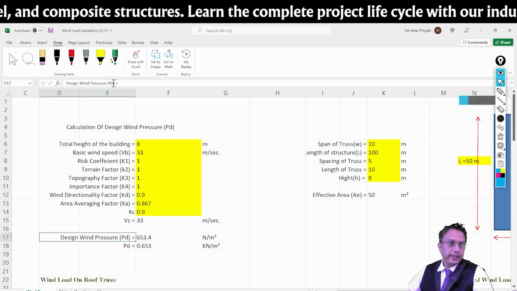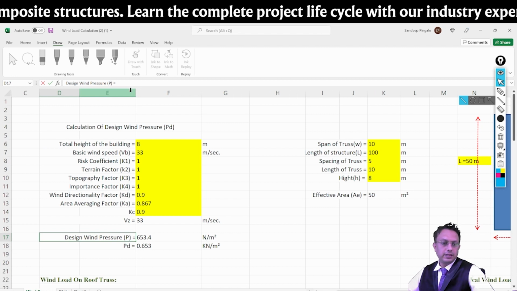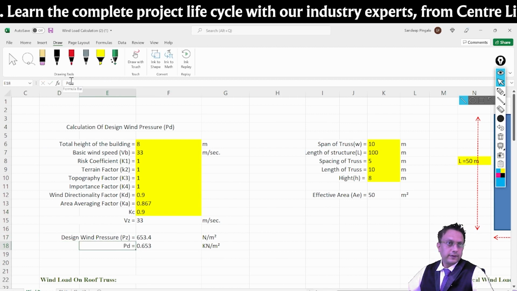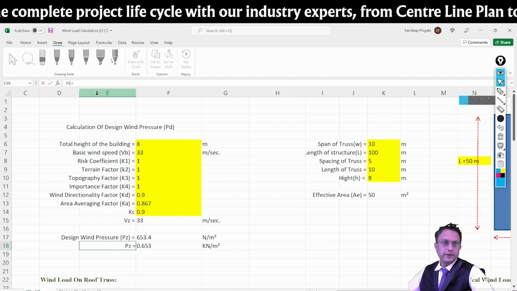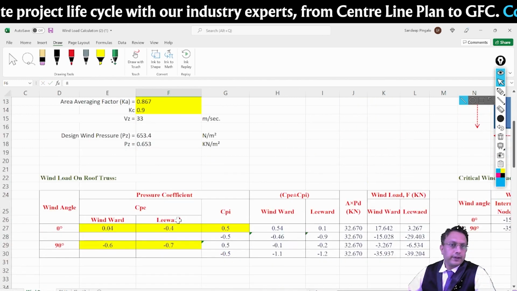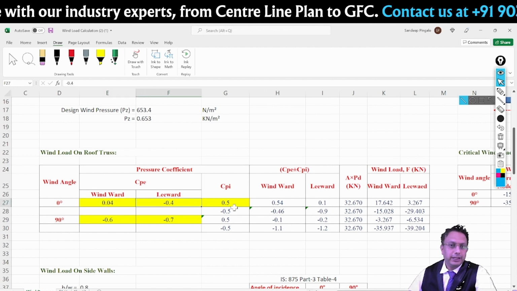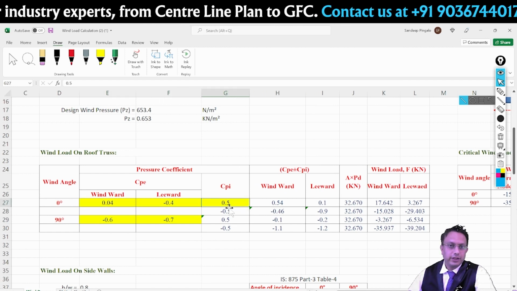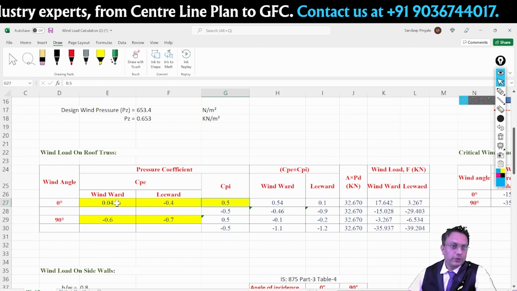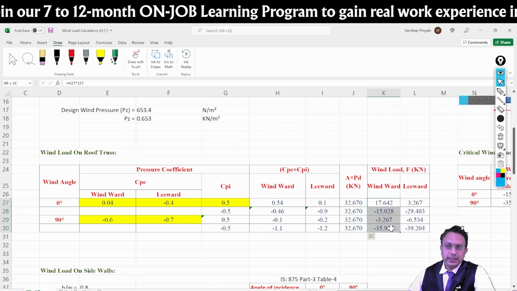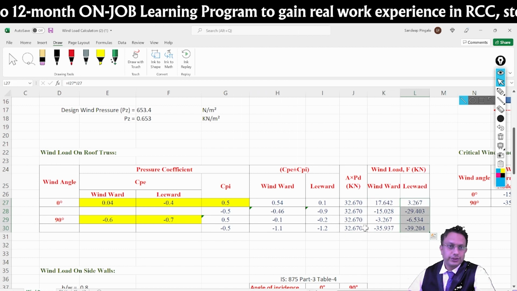Yeah, this is PZ. Okay, now what are the percentages? I mean, the leveled figures and all this. So you can apply these figures over here and get the total amount of how much the A into PD is, and these are the pressure coefficients.